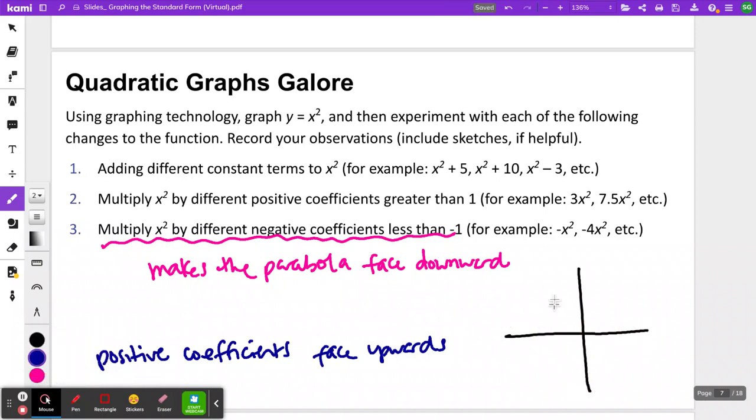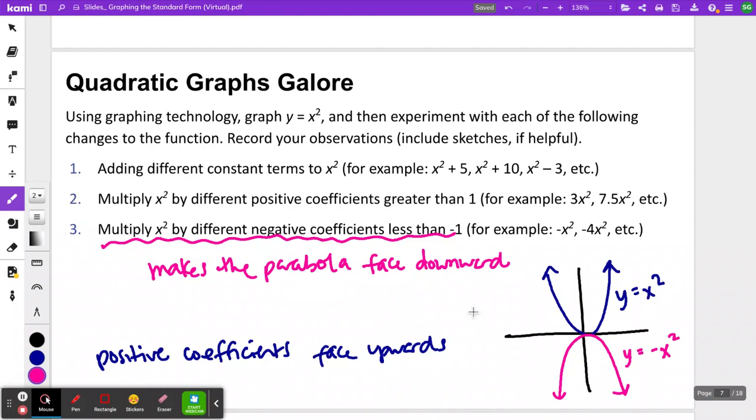So face upwards are our positive ones. For example, something like this would be a positive number, like y equals x squared. That's a positive one. But if I have a negative number in front, it's going to face downwards. I made those the same width. This is just going to be my negative x squared there. And so those are our two examples.